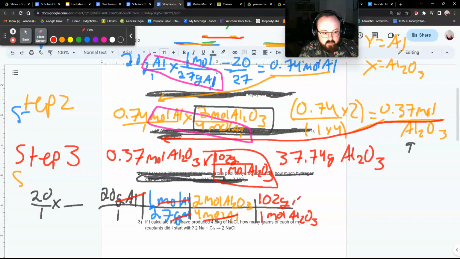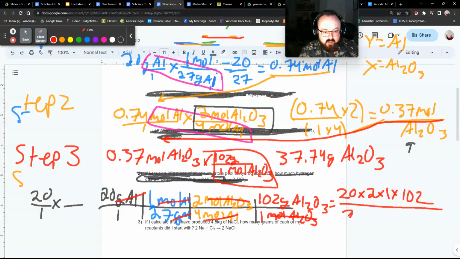102 grams of Al2O3. And look, moles of Al2O3, moles of Al2O3. We're going to simplify this. We're going to get 20 times 2. I missed the 1. Doesn't matter. Times 102. Divide this all by 27 times 4.